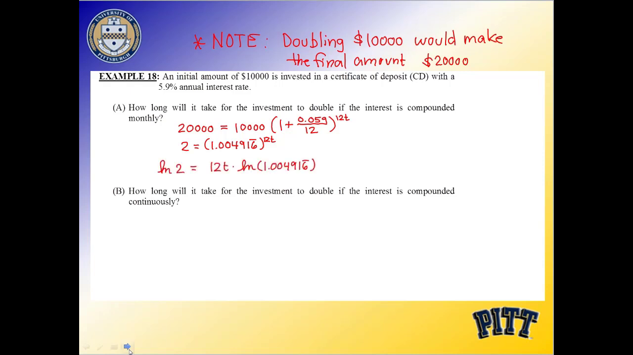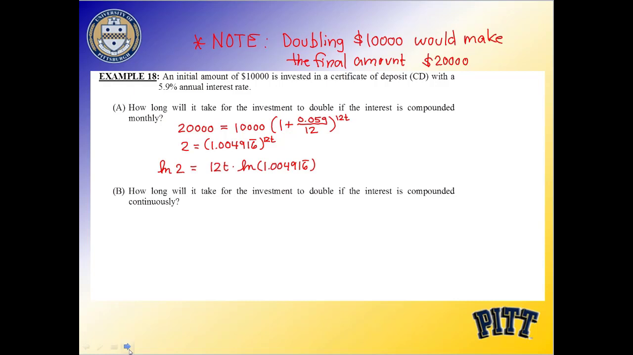Now I'm going to apply a natural log to both sides. It doesn't matter what kind of log I apply to both sides. It could be a log base 10 too. The whole reason is if I put those logarithms in, I'm going to have the natural log of 2 equaling the natural log of 1.004916 repeating to the 12t power. But again, by the exponent rule for logarithms, that exponent of 12t can be brought down and made a multiplication.